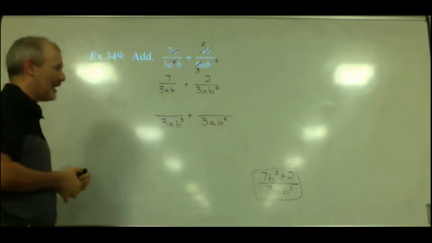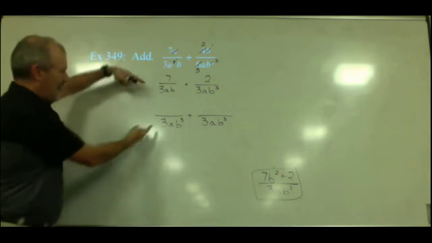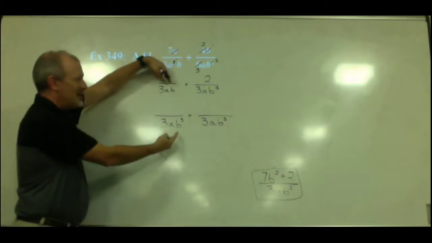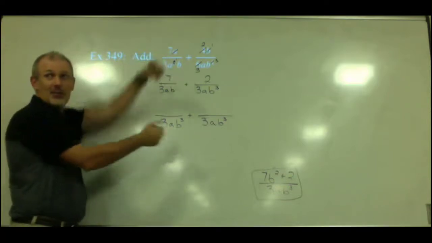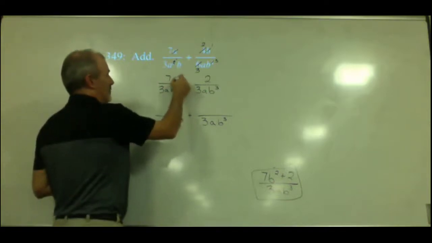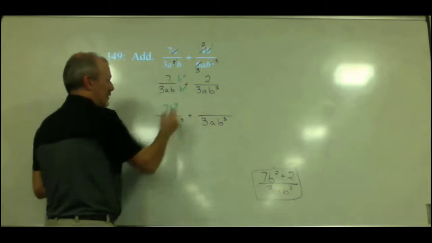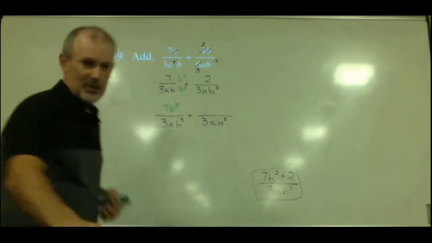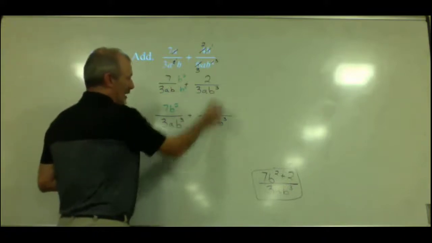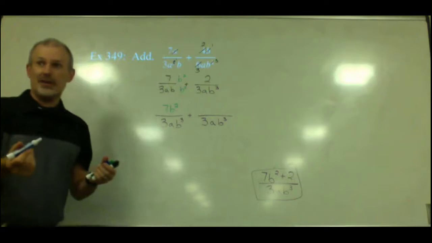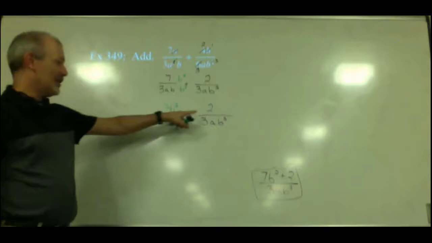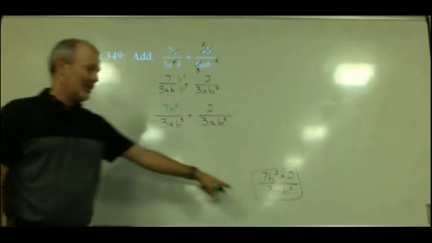Okay, so now I've already got a 3. I've already got an a. How many b's do I have to multiply by? B squared. I have to multiply by b squared, top and bottom. That'll give us 7b squared. And where's my blue? The second one, we've got a 3, we've got an a, we've got a b cubed. We don't have to multiply by anything, right? We've already got the common denominator. And then look what happens. 7b squared plus 2 over 3ab cubed.